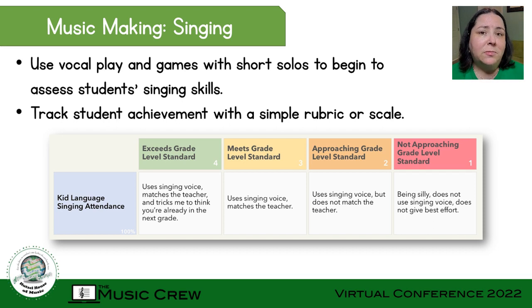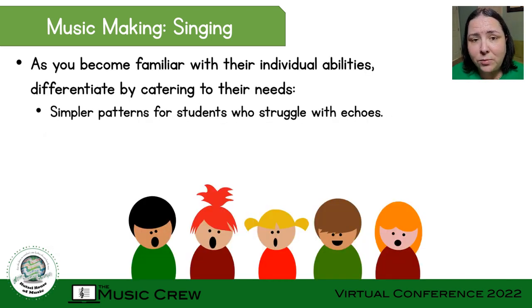You can just make a little mark on your seating chart, a smiley face or a straight line face or a frowny face, a quick number system, just something that you can jot down quickly so that you can keep track of how your students are doing. As you become more familiar with your students' abilities, then you can differentiate by catering to their needs.